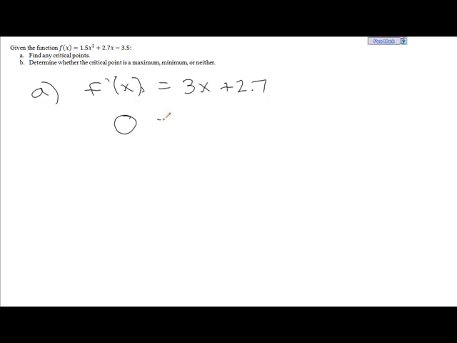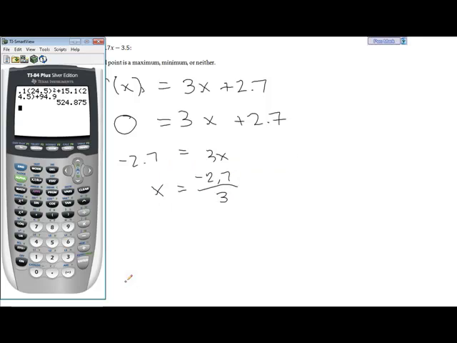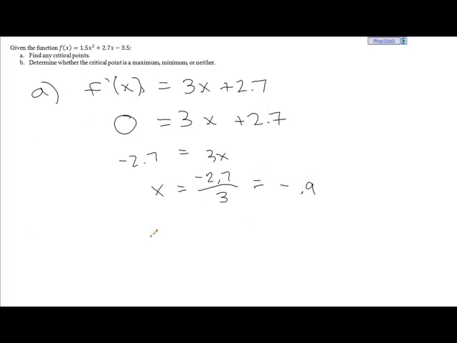Now we need to figure out the critical points, which are where the slope is 0. So here's the slope on this side, and we want to determine what value of x will pinpoint a point that will have a slope of 0. So we solve this equation, get negative 2.7 equals 3x, and so x equals negative 2.7 divided by 3. So we will come over to our calculator and type in negative 2.7 divided by 3 to give us negative 0.9. So that's a critical value.